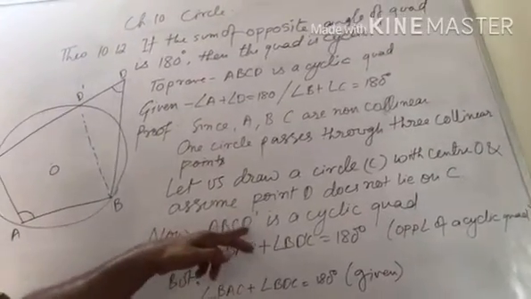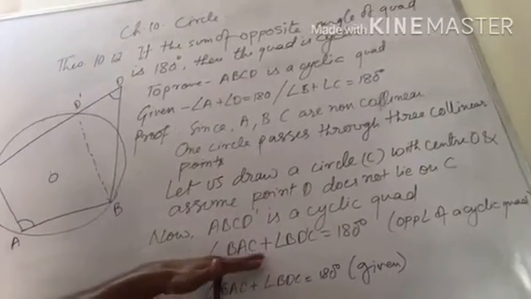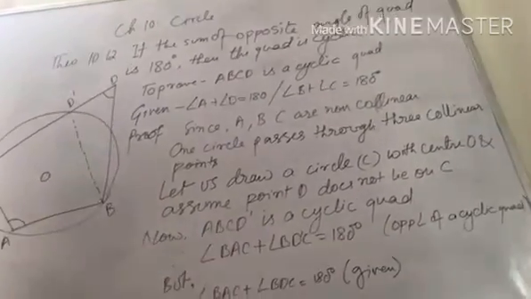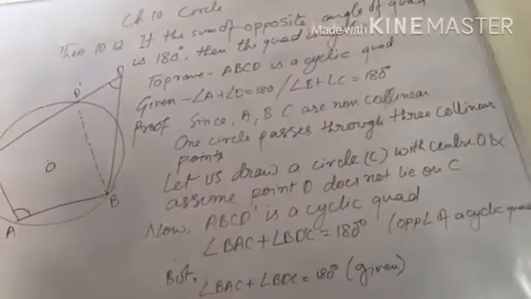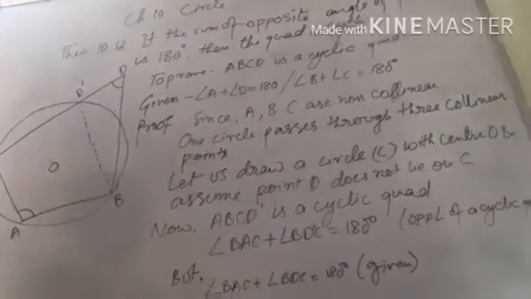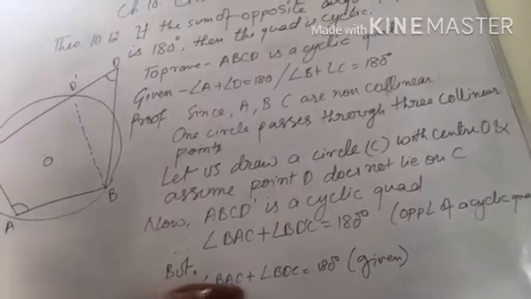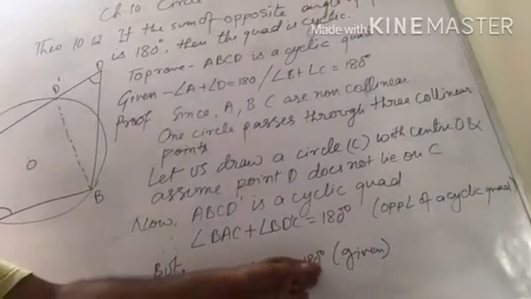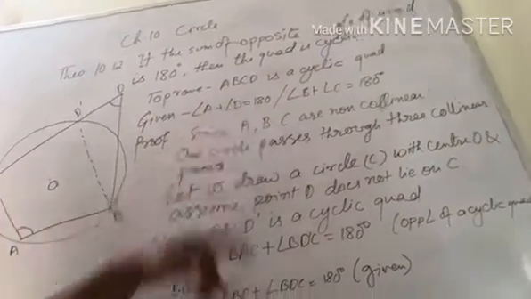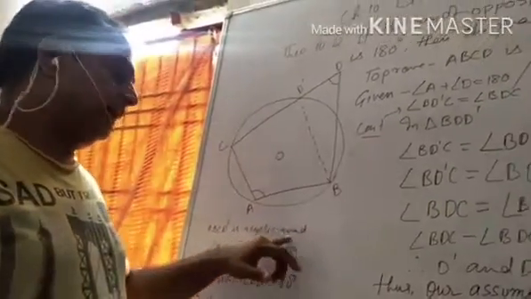Now ABCD dash is a cyclic quadrilateral. Therefore angle BAC plus angle BD dash C is equal to 180 degrees. This is the opposite angles of a quadrilateral, which means by theorem 10.11, opposite angles of a cyclic quadrilateral are supplementary. But angle BAC plus angle BDC is equal to 180 degrees is the given. A plus D is equal to 180 degrees. This is given.